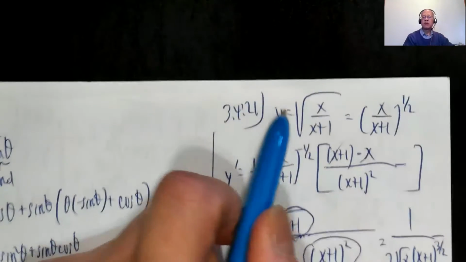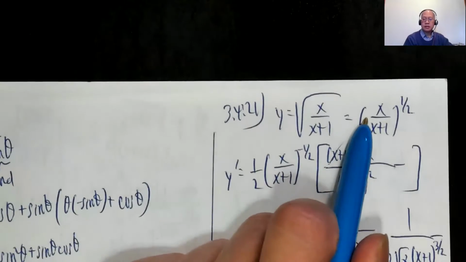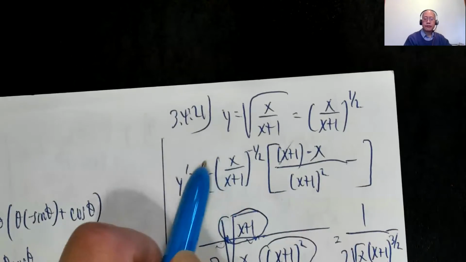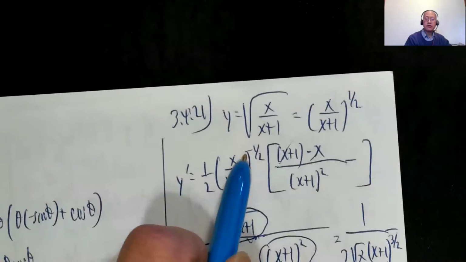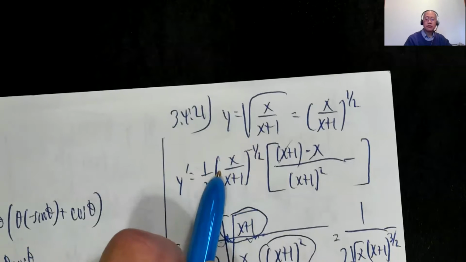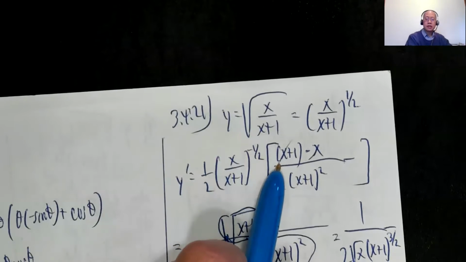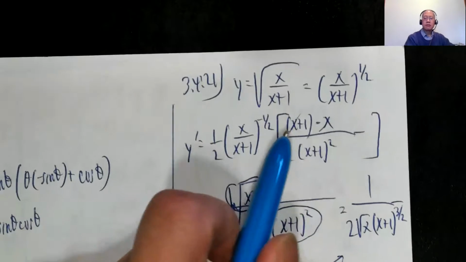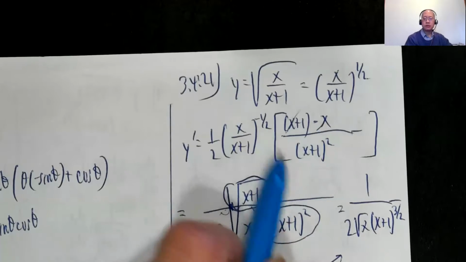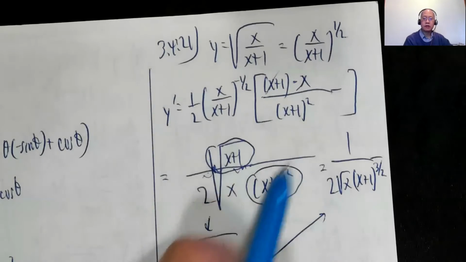3.421, y equals square root, which means this thing to the half. So the derivative is 1/2 x over x minus 1 to negative 1/2 times the derivative of the inside, which is a quotient rule: bottom times the derivative of the top, which is 1, minus the top times the derivative of the bottom, which is 1, over x plus 1 squared.